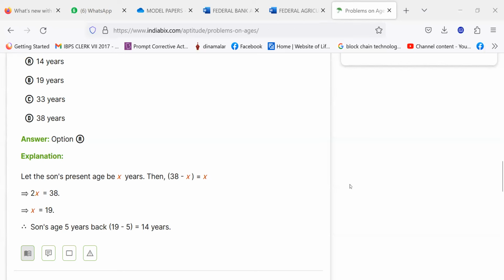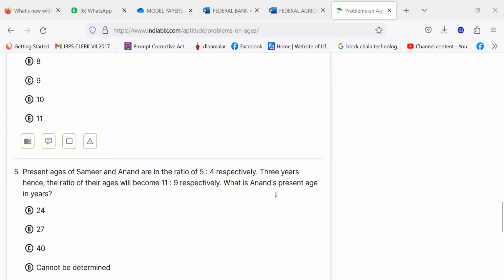Correct. Why Alina could not understand this question? Alina, it's a very basic question. Nothing but subtraction, addition. Alina, what? Sir, I was little tense because it was my first class. Oh, see, the working out is given on the screen. Let the son's present age be X, then 38 minus X is equal to X. So 2X is equal to 38. So X is equal to 19. So son's present age is 19. 5 years ago, it would have been how much? 14 years. Okay? Good.